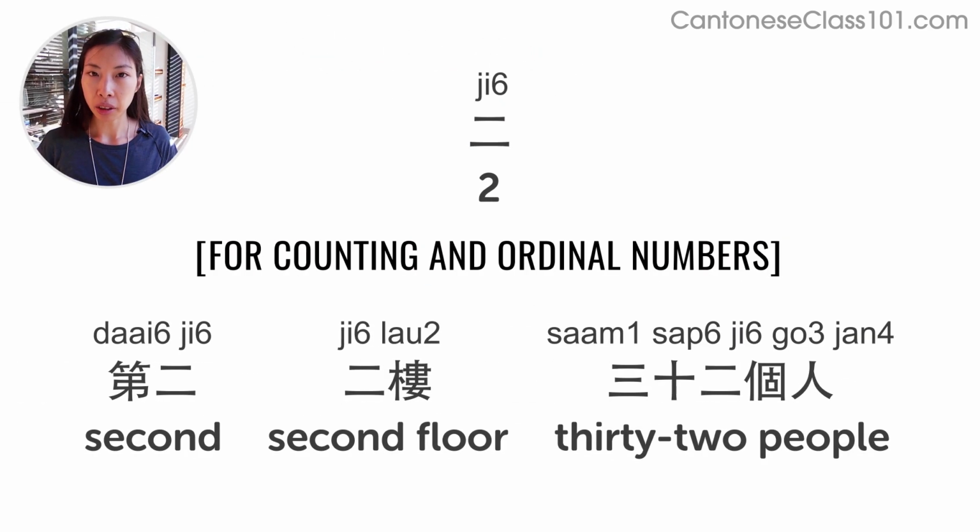What's the rule for using yi and 兩? For counting and ordinal numbers, we always use yi. Same for 12, 22, 32, and so on. For instance, 第二 second, 二樓 second floor, 32個人 32 people.